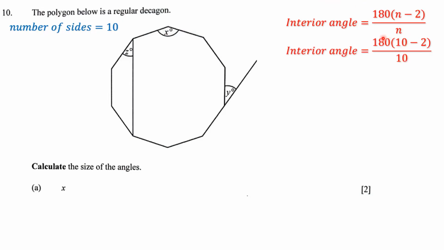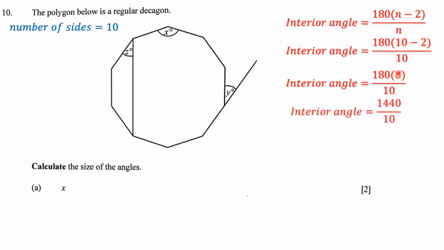And so we have that 180, open bracket, 10 minus 2, close bracket, all over 10. So we have that the interior angle is going to be equal to 180 multiplied by 10 minus 2, all over 10. What is 10 minus 2? 10 minus 2 is 8. So we have 180 multiplied by 8. And what is 180 multiplied by 8? That's going to be 1,440 all over 10. So 1,440 divided by 10. And when we divide that, we get 144. So that means that the interior angle of this decagon is going to be equal to 144.